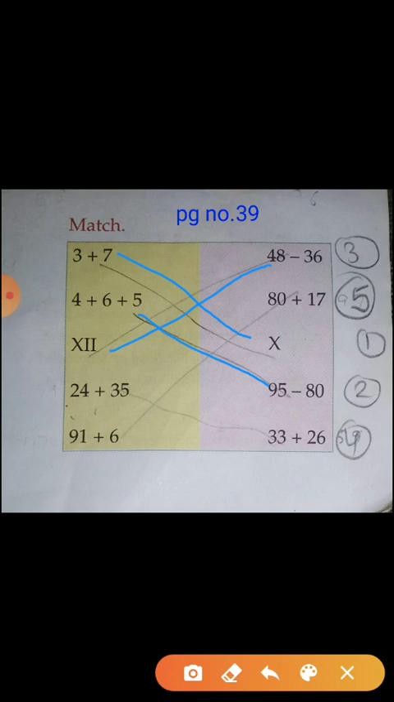Now the fourth one is 24 plus 35. First you add these two numbers. Here we will get 59. Now match. Here you can see 33 plus 26. This is also 59. Both numbers are the same. So match these two. Now the last, 91 plus 6 is 97. And here 80 plus 17. This is also 97. Both numbers are the same. Match these two.